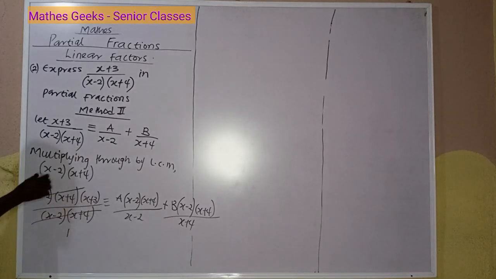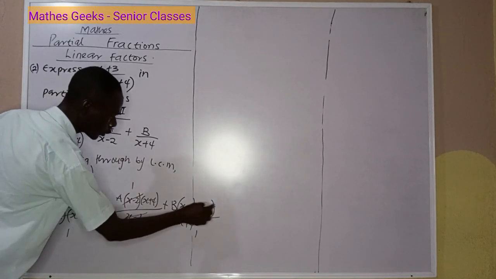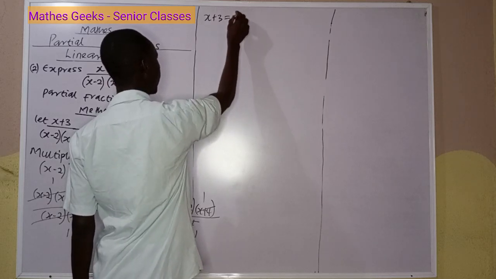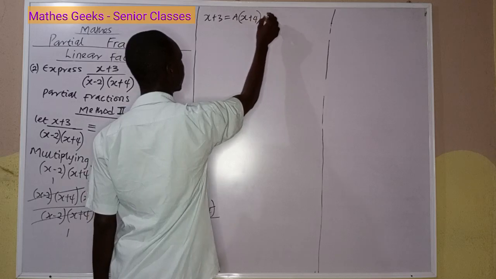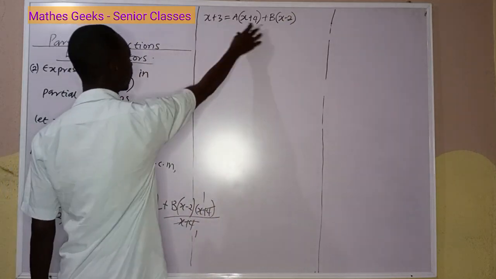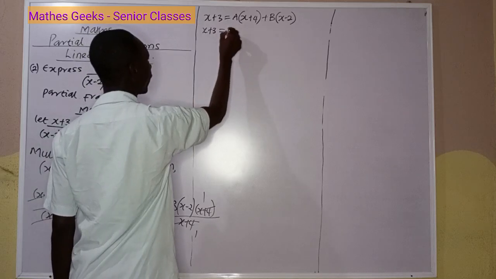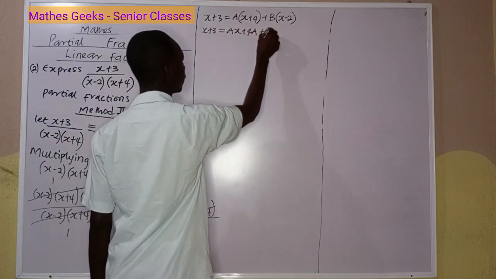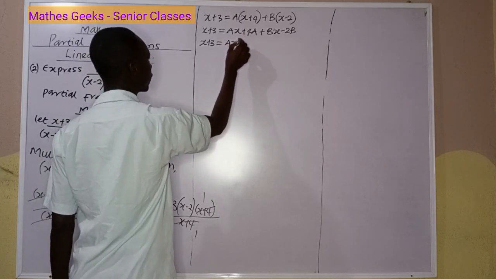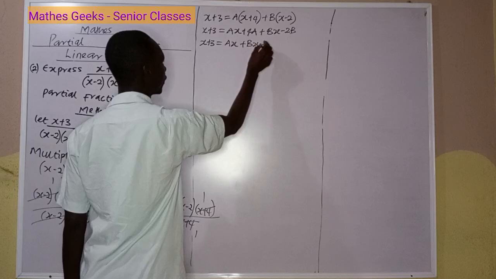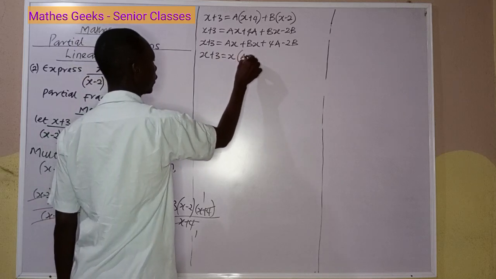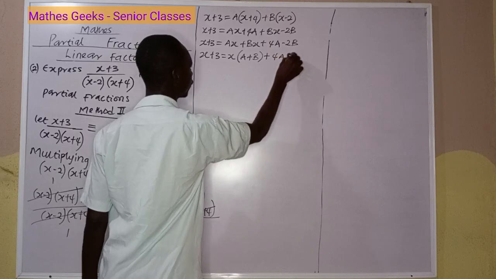So this will cancel out with this, and this will cancel this, and this, so we'll be left with x plus 3 equals to A times x plus 4 plus B times x minus 2. Okay, so now we're going to expand this part. So x plus 3 is equals to ax plus 4a plus bx minus 2b. So let's collect like terms. x plus 3 is equals to ax plus bx plus 4a minus 2b. So x plus 3 is equals to x times a plus b plus 4a minus 2b.